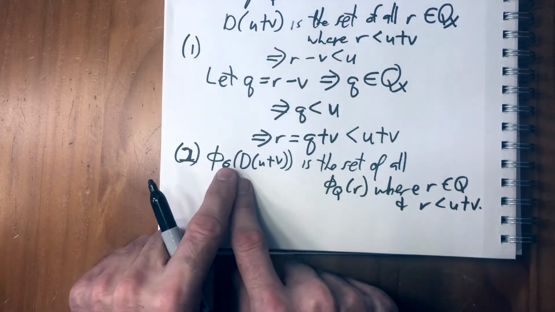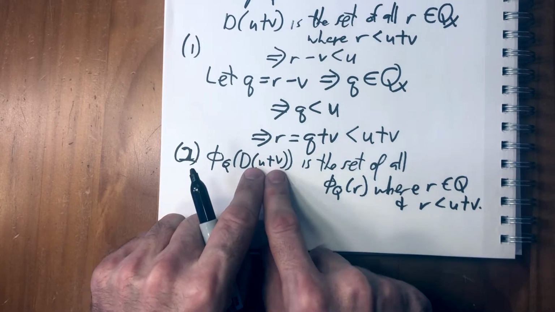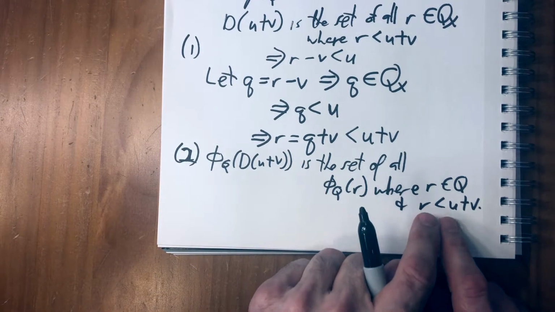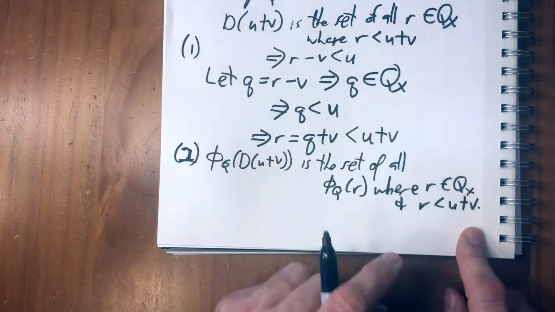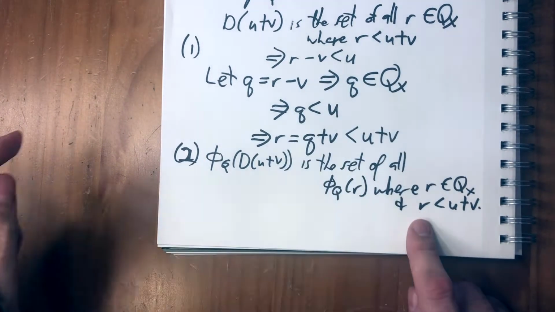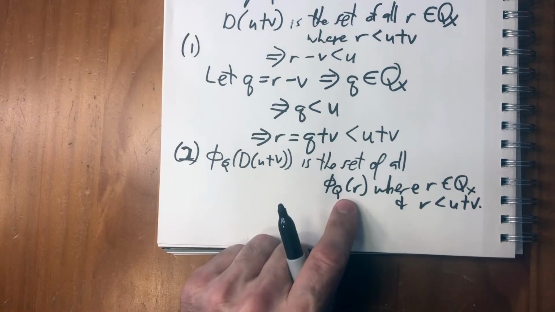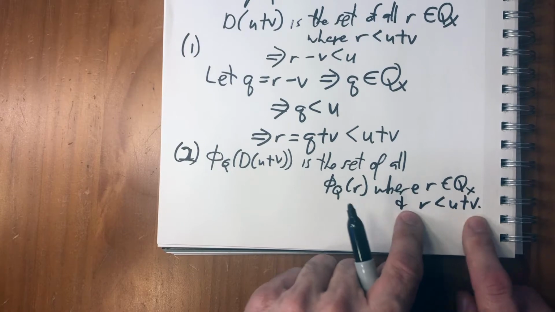So remember, the thing about this set is you're doing the comparison in x, then you're moving it to y. So this is all r less than u plus v in x, and then you take phi q of each one of those to get a set in y. And now we already know that phi q is additive, so that means that we can apply phi q here.